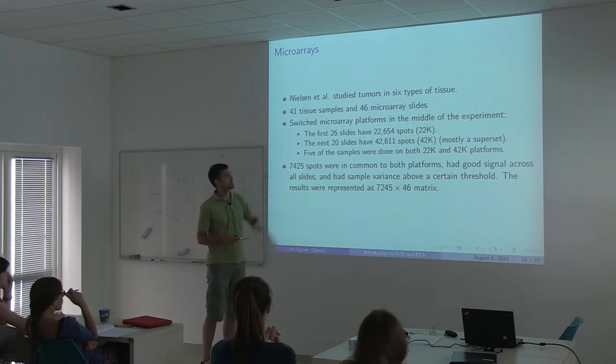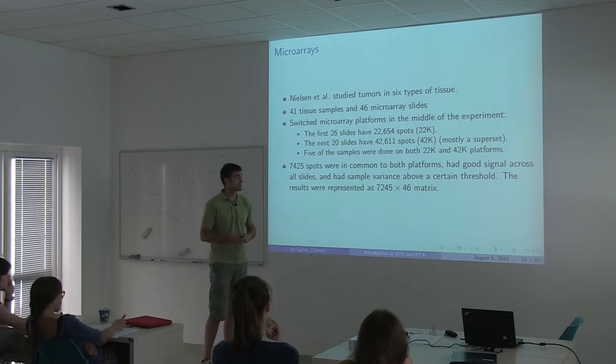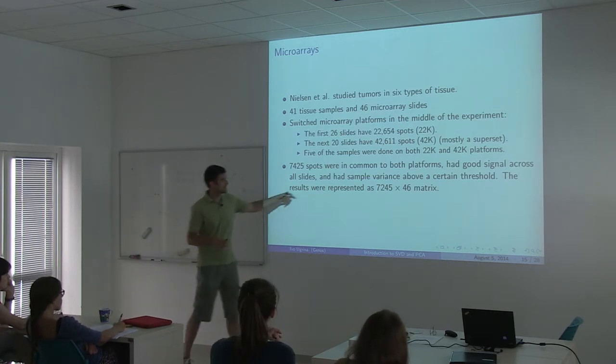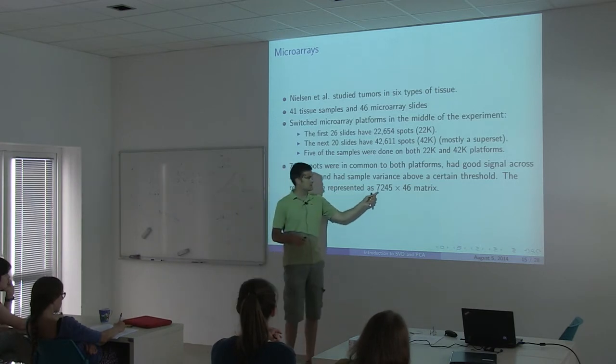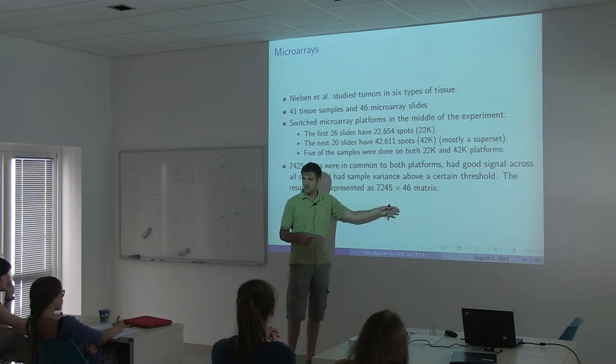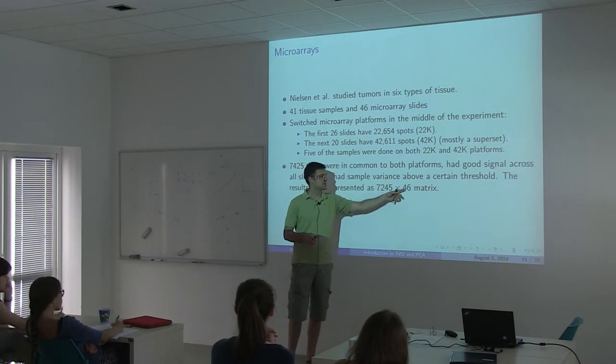7,425 spots were in common to both platforms, had good signal across all slides, and had sample variance above a certain threshold. That's like quality checking, let's say. The results were represented as a 7,425 times 46 matrix, basically rows times columns. These are slides here.